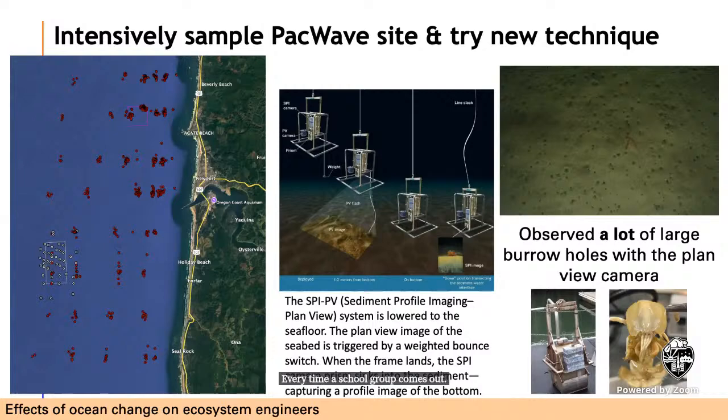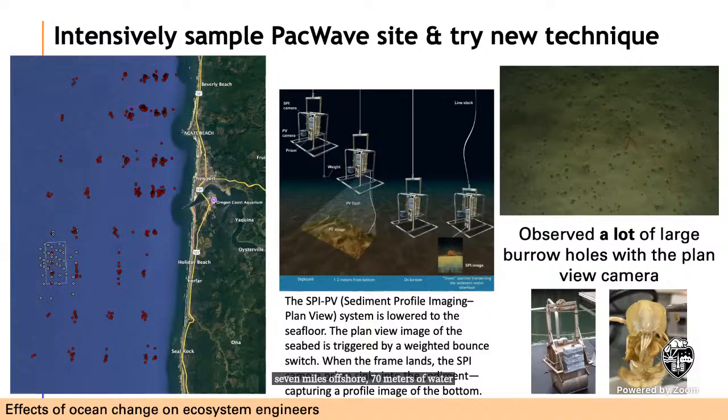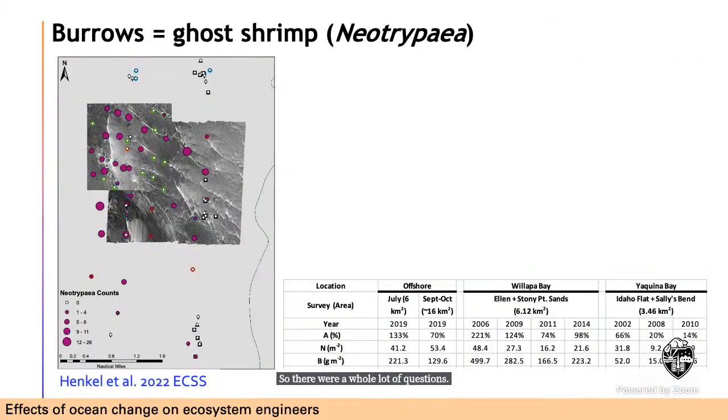Every time a school group comes out, we take them out with the shrimp slurpers and slurp up some ghost shrimp. So we know a lot about them in the estuary, but they're not supposed to be on a shelf 7 miles offshore, in 70 meters of water. Like, what are they doing out there? So there were a whole lot of questions.